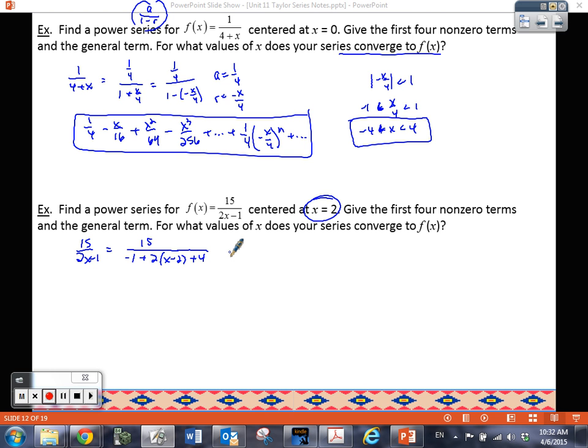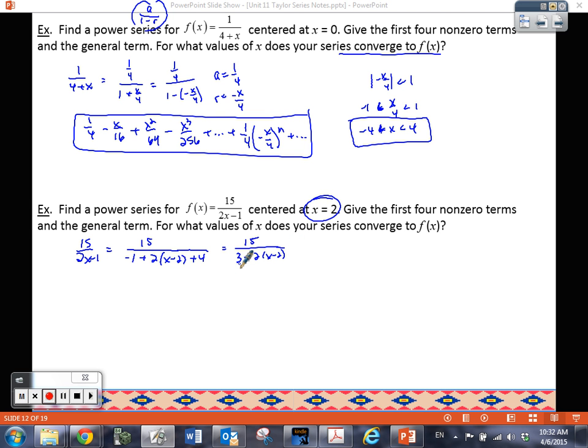Now once I have that embedded, that's like the first step. Or you don't have to do that first. You can do it several ways. But for me, this was the first step. And now what I have to do is get it to look like this. I need it to have a 1 in front and such. So first, let's combine these constants together, the 4 and the negative 1. And I'm left with 15, and then I have 3 plus 2 times x minus 2.